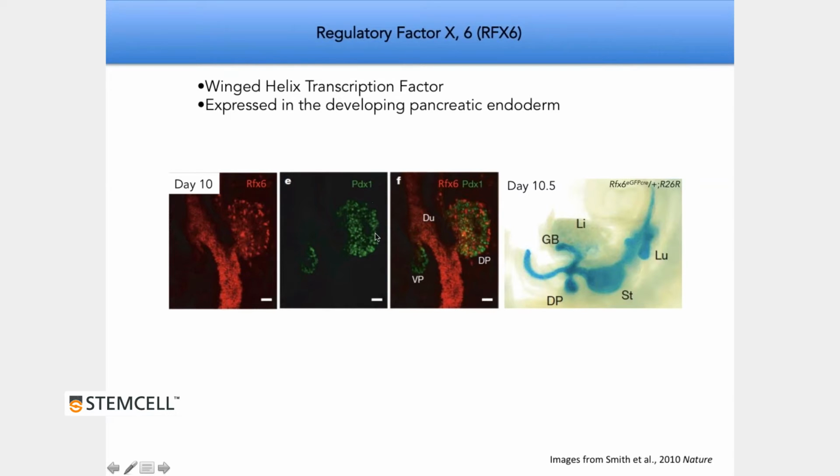Here again is the companion immunofluorescence for PDX1 and co-localization of RFX6 and PDX1 in the early pancreatic anlagen. In the right-hand panel is just another way of visualizing RFX6 expression, and this is using a LacZ reporter system, and in this case you can see that RFX6 labels the lung, the stomach, the dorsal pancreas, and the gallbladder, but is conspicuously absent from the liver.